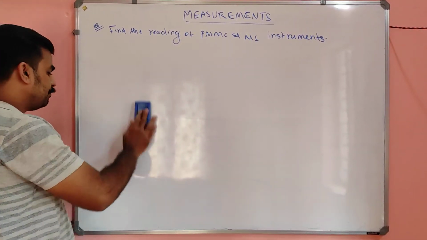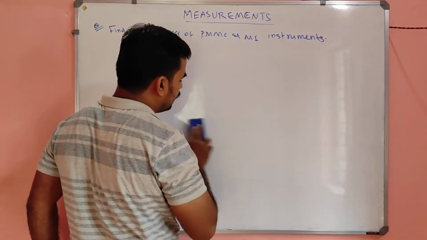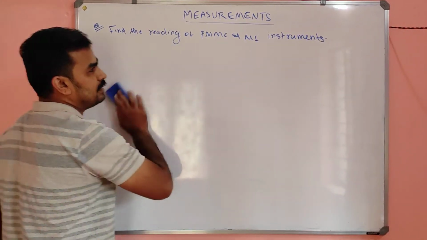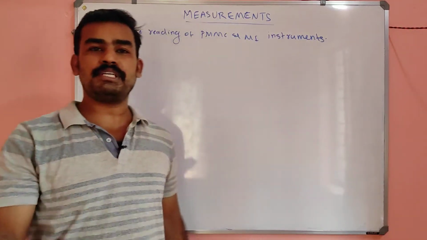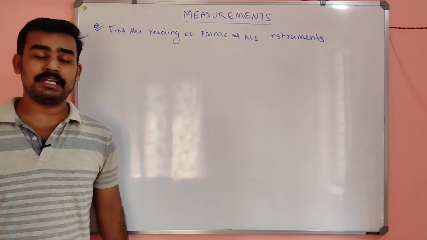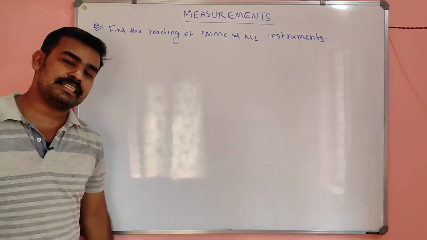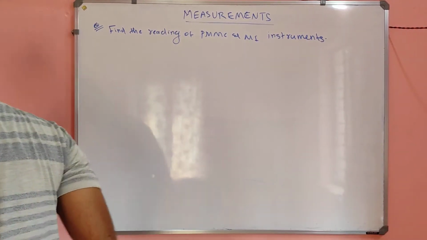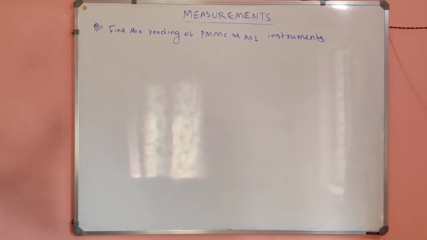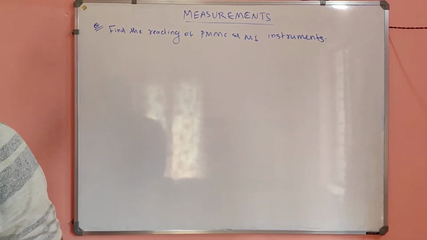In the question, we have to find not RMS and average directly, it is indirectly given as find the PMMC and the MI type reading. So PMMC always gives the average value, and the MI type instrument always gives the RMS value. That distinction you have to know, my dears. Let's do another question.